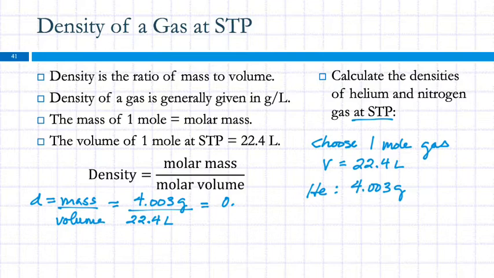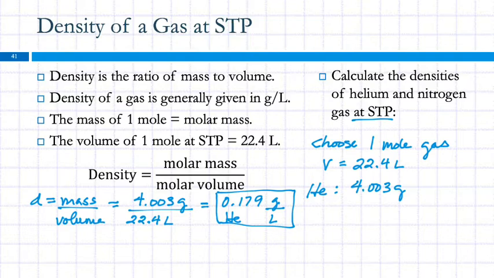And that would have 3 sig figs. I'm going to be sloppy and just round it off right now. So that's the density of helium at STP. Densities of gases are usually given in grams per liter because they are so much less dense than liquids and solids.